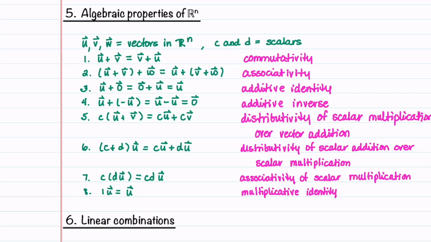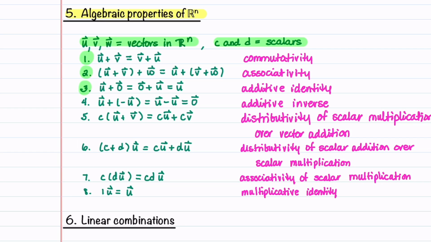Let's now briefly go over the algebraic properties of Rn. We're going to assume that u, v, and w are vectors in Rn, and c and d are scalars. The commutativity property tells us that we can change the order in which we add the vectors. The associativity property tells us that we can change the order in which we add 3 vectors. We can add the first 2 together and then the third, or we can add the second and third together and then add the first.